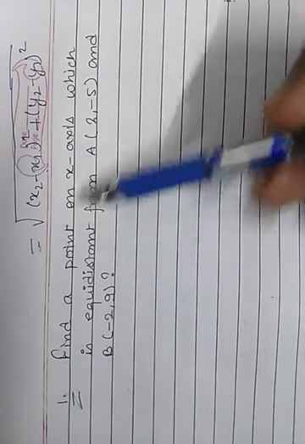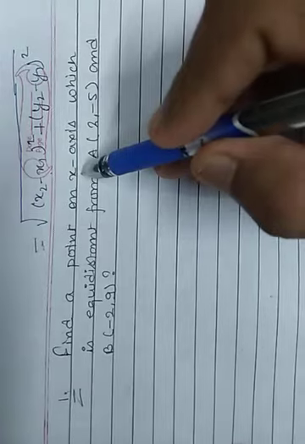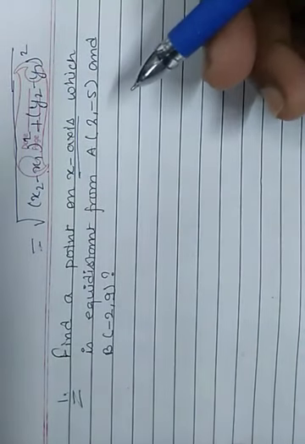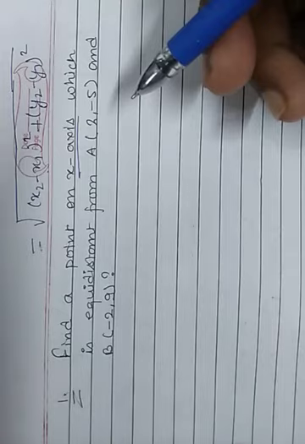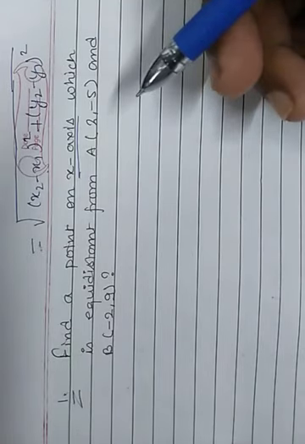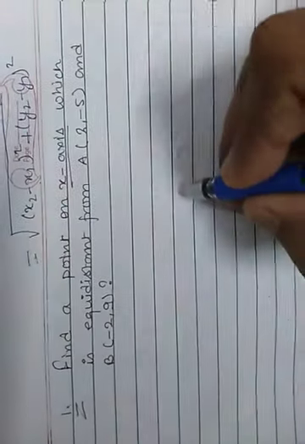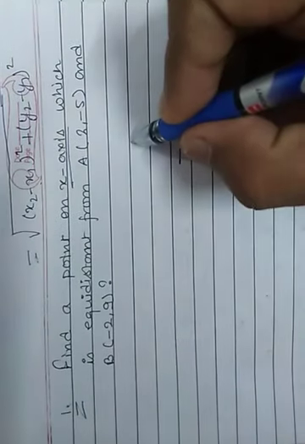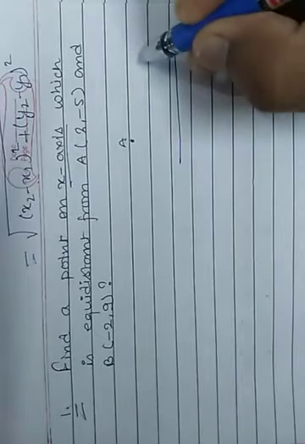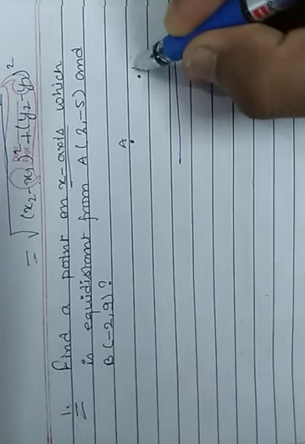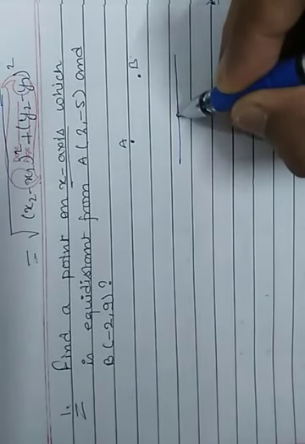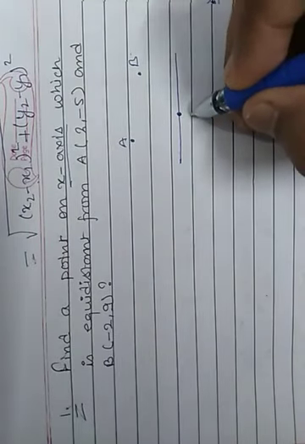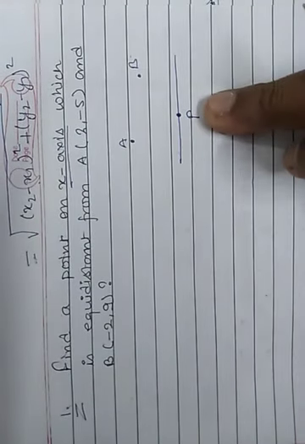Now we'll discuss a few more questions. Here the question is, find a point on the x-axis which is equidistant from A and B. So this is a rough diagram. Let this be your x-axis, this is point A and this is point B, and here this is the point on the x-axis. Let it be P. This is the point on the x-axis.